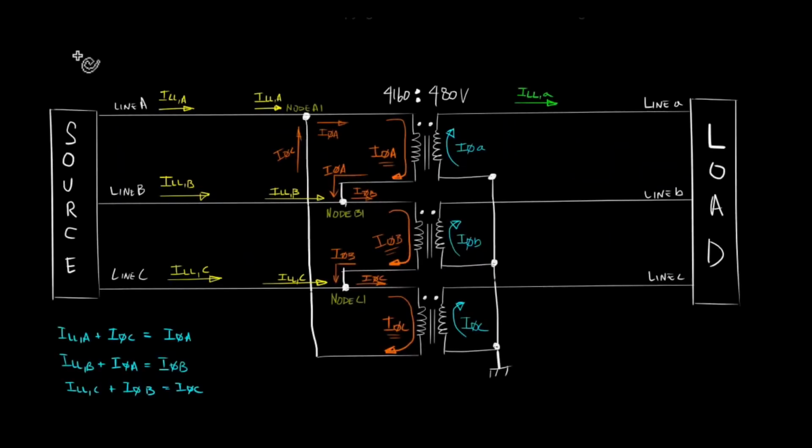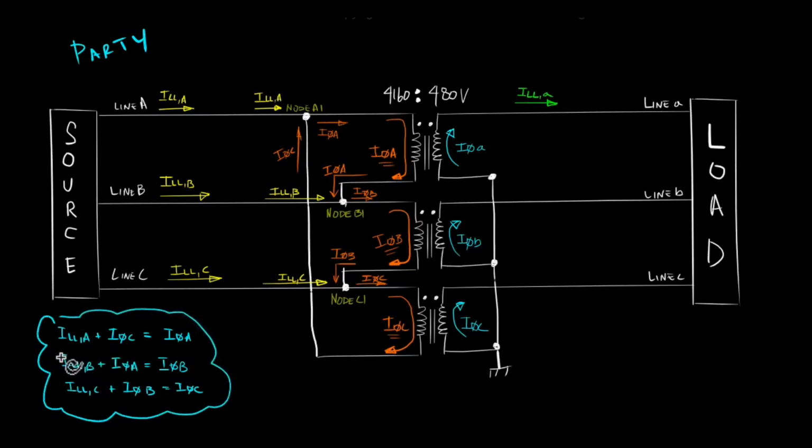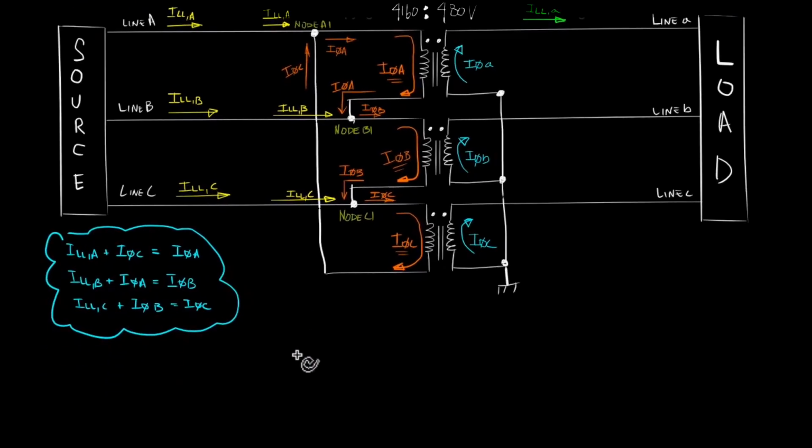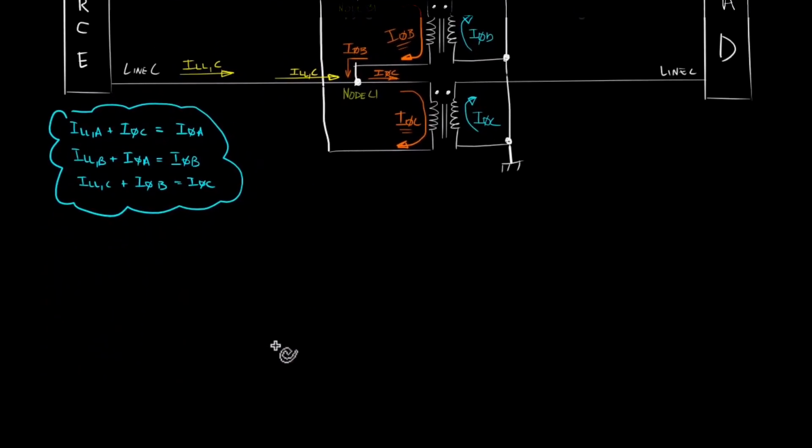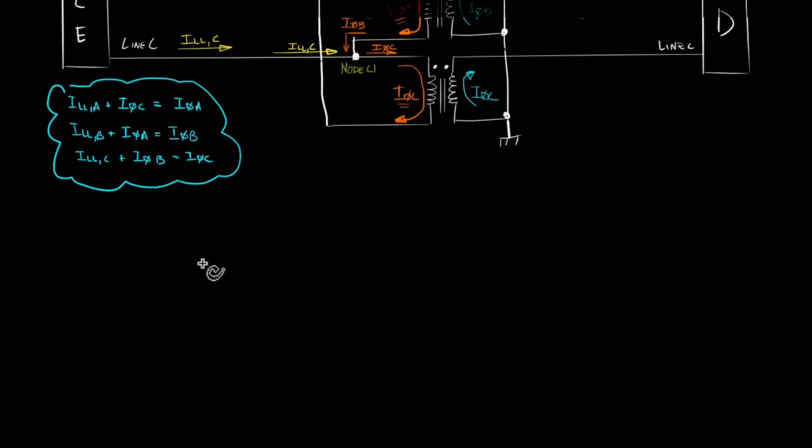Okay, so this is what we illustrated in part 4. We did a nodal analysis on node A1, node B1, and node C1 and looked at the relationship between line currents and phase currents. And these are the equations that we came up with. In these equations, we said that the line current A plus the phase current C equals phase current A, right? Now we're going to evaluate this particular equation and look from a phasor diagram's perspective.